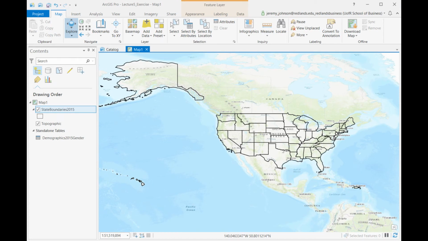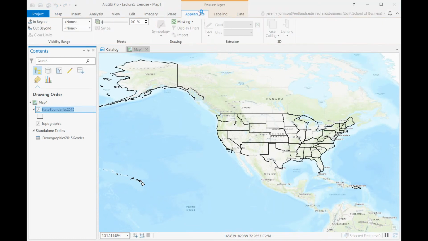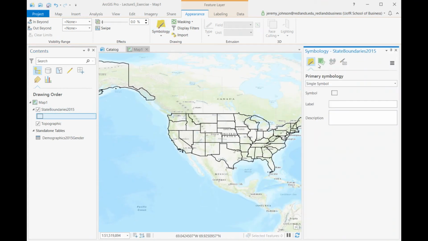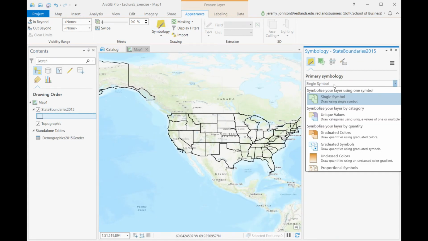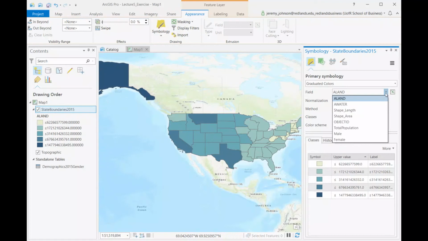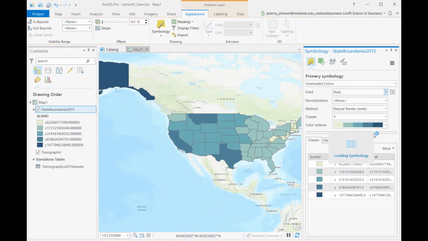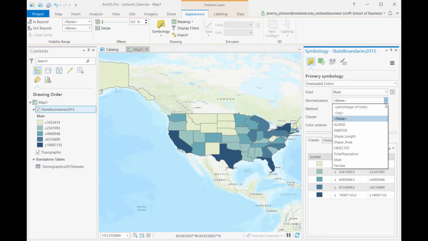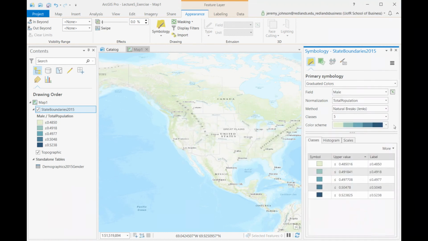Now, early on, we discussed normalization and raw data, raw numbers. So keep that in your mind as we go through symbolization. So let's select state boundaries, go to appearance, and we can go to symbology, right? And instead of single symbol, we're going to use graduated colors. And our first field is going to be male. Our second field is going to be total population.